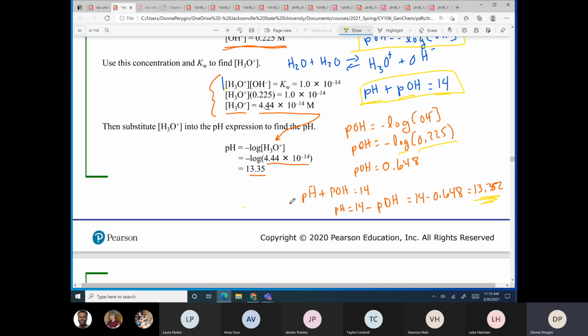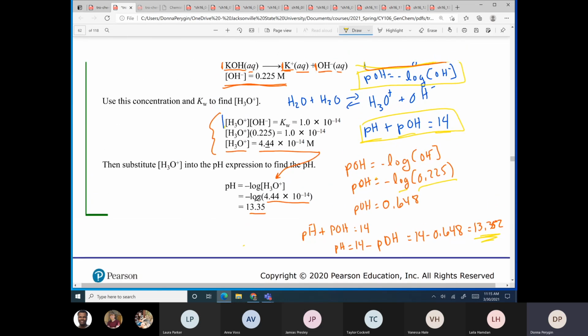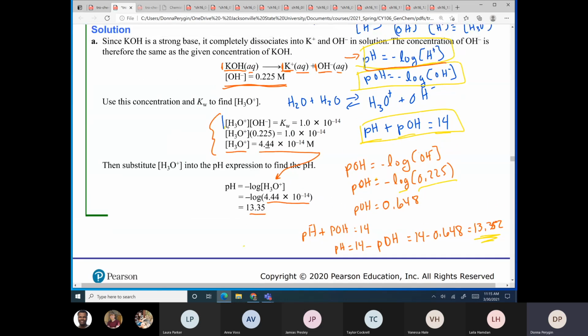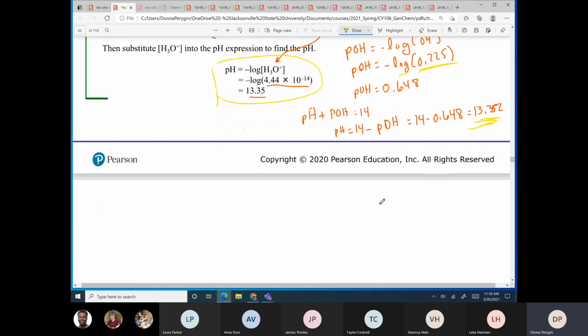Okay, so there's two different ways to solve this problem. I can use the formula for the Kw, which says that H3O plus times OH minus gives you 1 times 10 to the minus 14. I can solve for H3O plus and then take the negative log of that, or I can just use what I know, and that is pOH plus pH is equal to 14. Take that 0.225, hit the log of it, and that's going to be giving me a negative of what I need, and then I just add that to 14 and get the answer. So that was a lot simpler. Hopefully you can see what I did.